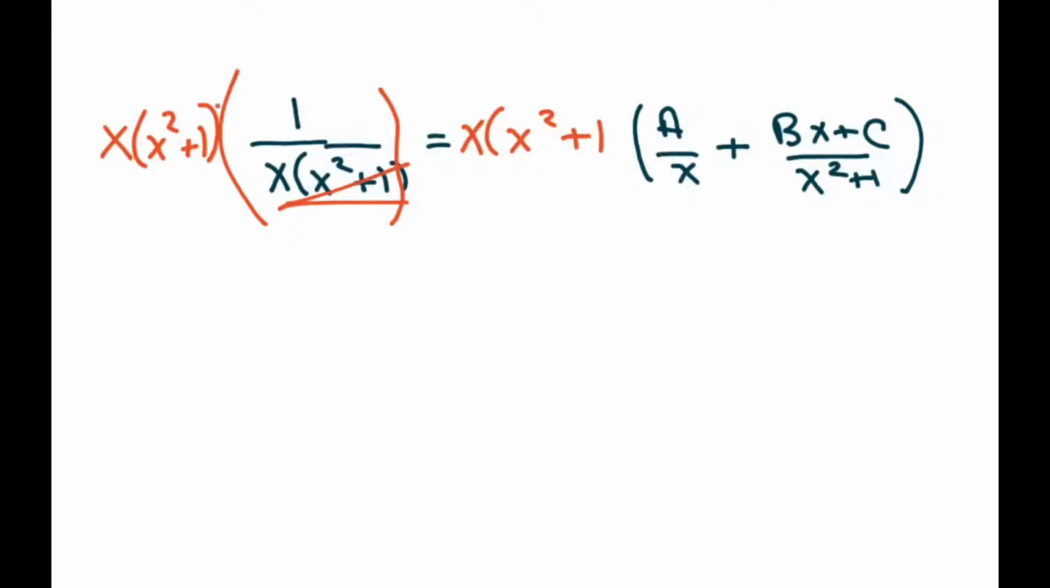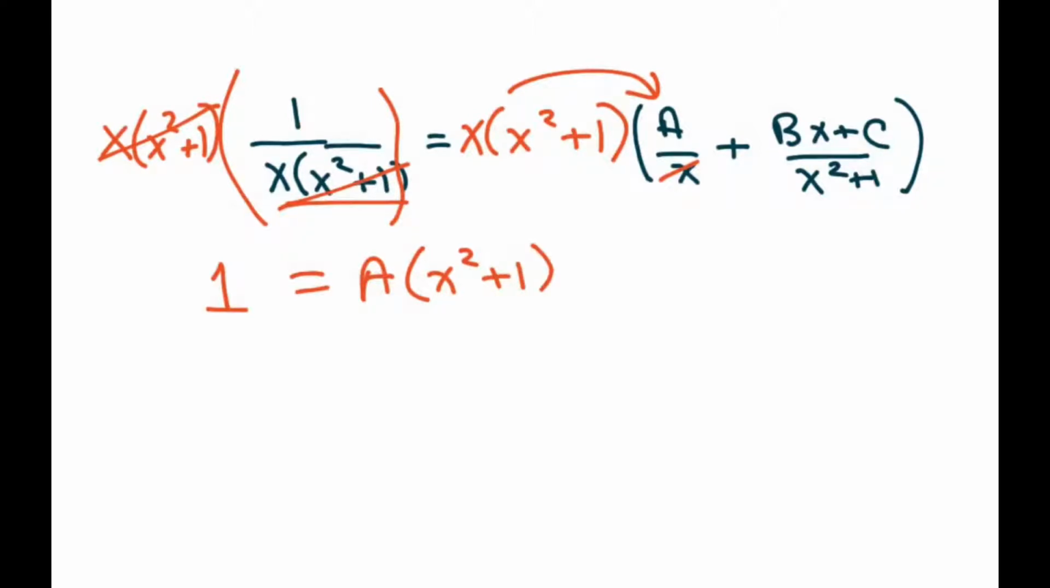So this cancels this out, and I'm trying to get rid of the fractions here. When you multiply these two, the x's cancel, but you're left with x squared plus 1. So you get A times (x squared plus 1). And for this part, this will cancel, and we're left with (Bx plus C) times x.